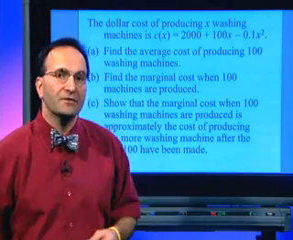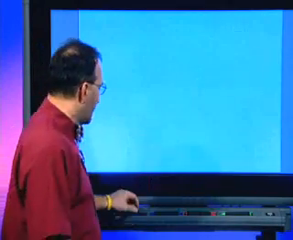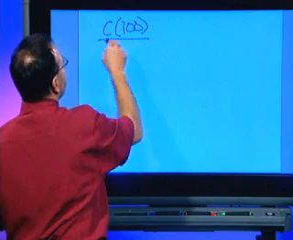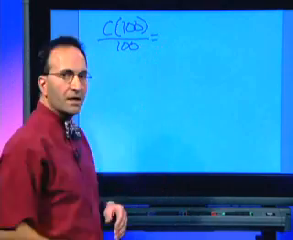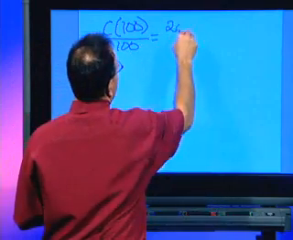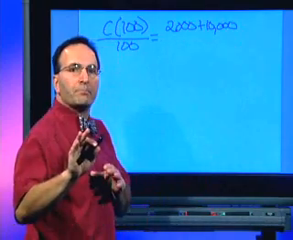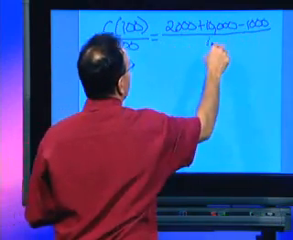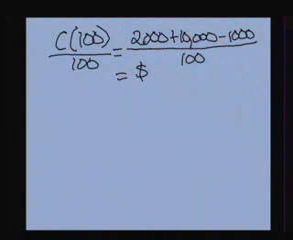All right, let's find out how you did on this. Here's the original problem that I gave you. Let me go to a clean screen so I can work it out. And the first thing we had to find was the average cost of 100 machines. That's going to be the cost of 100 machines divided by 100 machines. And that's going to be equal to 2,000 plus 10,000 minus 1,000, all divided by the 100. And when you work that out, that works out to $110.